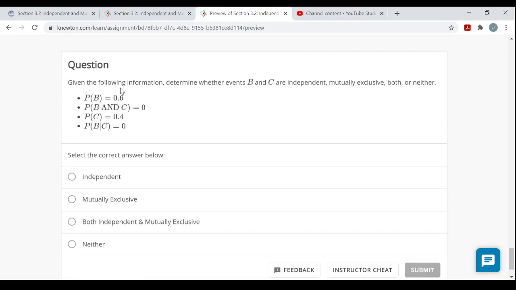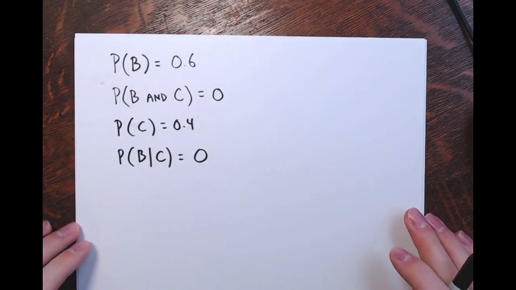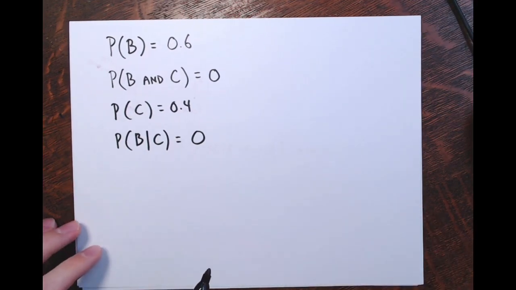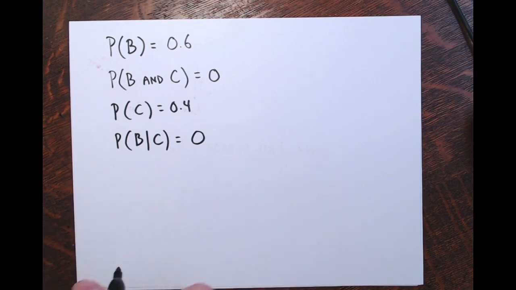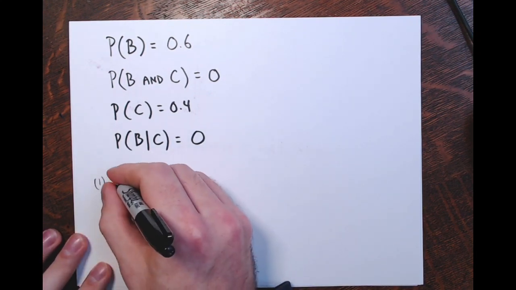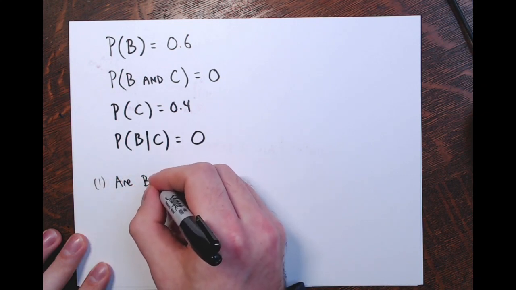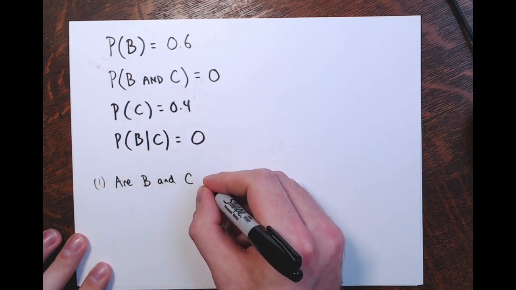All right, here. Given the following information, determine whether events B and C are independent, mutually exclusive, both of these things, or neither of these things. So now I'll pull up some paper, and I'll write these down and bring it up on a bigger sheet. Okay, so I've written down those probabilities, and they're asking us: are B and C, those two events, independent?